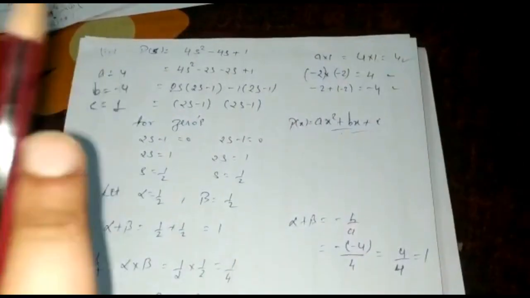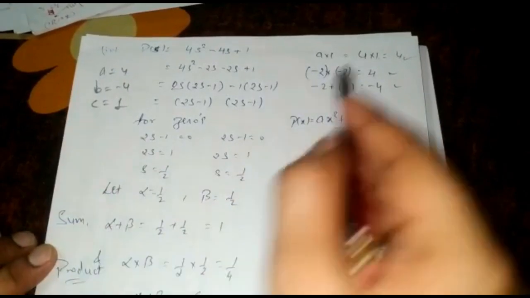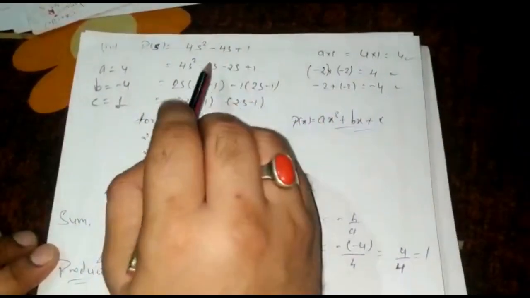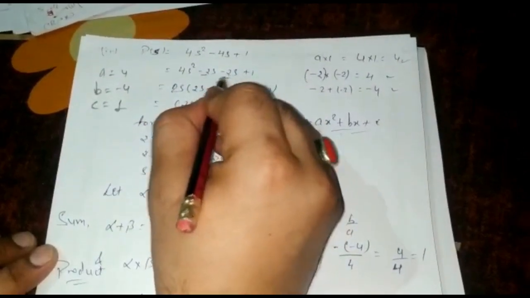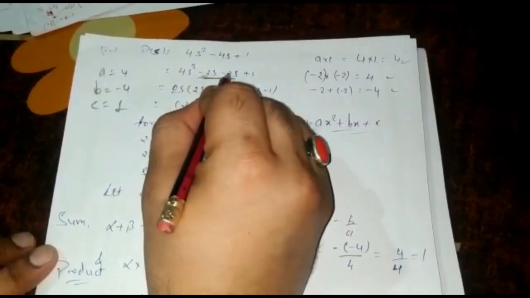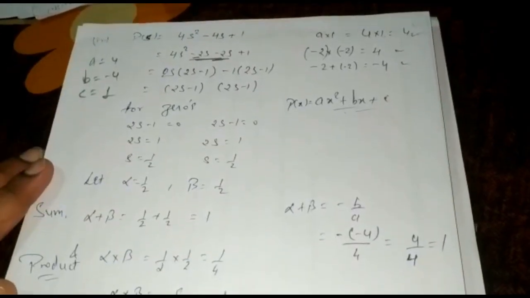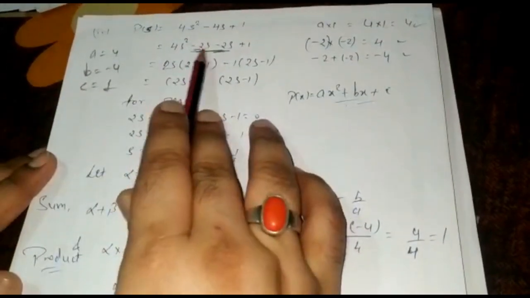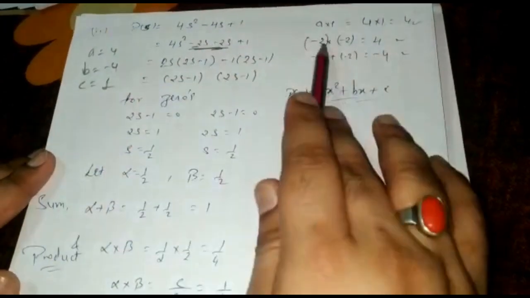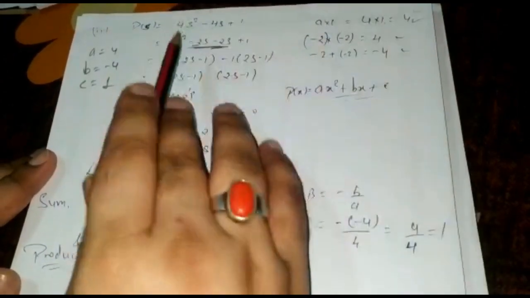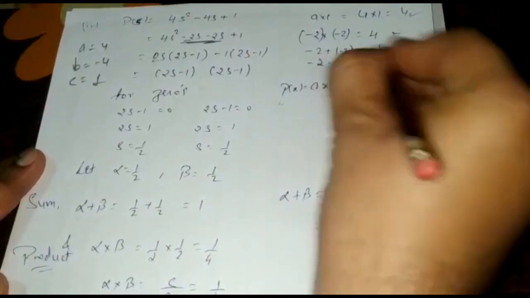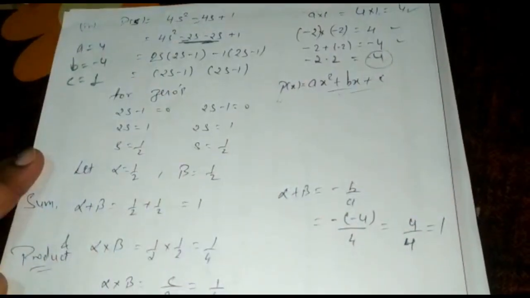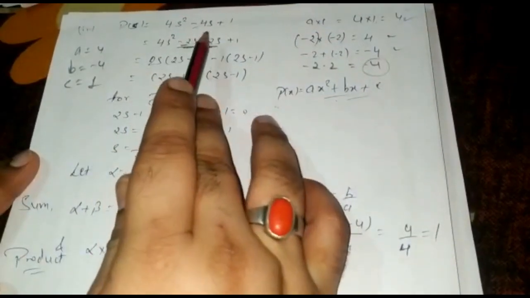So we have to find out two numbers. When we multiply them, it will give 4, and when we add them, it will become minus 4. So here are the two numbers, minus 2 and minus 2. When we multiply them, minus 2 into minus 2 will become 4. And when we add them, plus into minus will be minus, so minus 2 minus 2 will be equal to minus 4, and that is our b. So it will be split as minus 2 and minus 2.